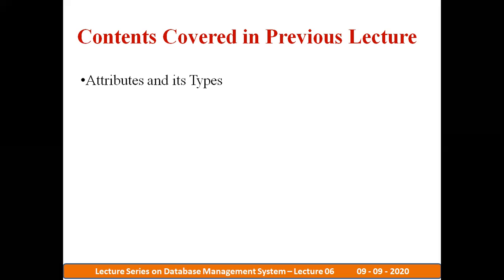Then the final type of attribute we have discussed is the null attribute. While storing the values, if you don't know any particular value, or if that attribute is not applicable, then we are not writing anything in that particular cell. That means the null values will be represented by blank in a relation. So these things we have discussed in a previous video.